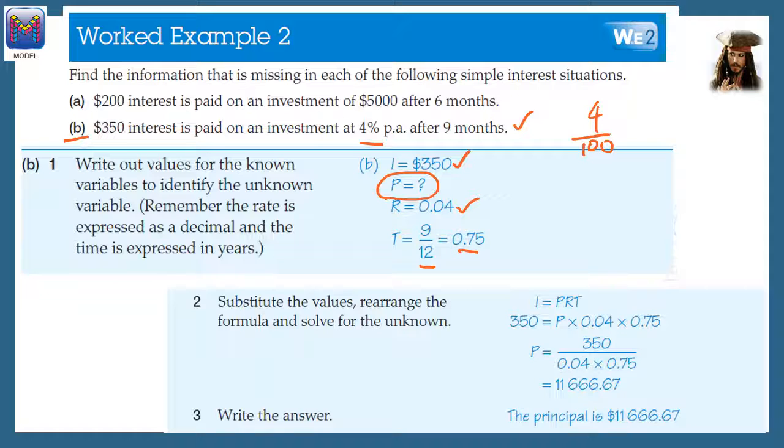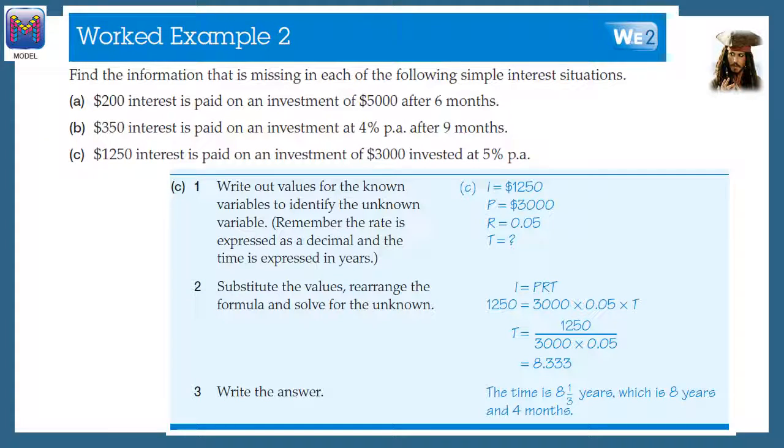9 divided by 12 is 0.75, and we just plug it all into the formula. Rearrange it using that triangle thing that we had before. Gets us this bit down here, and leaves us with this number here, 11,666.67. So what are we working out? We're working out the principal, which is an amount of money, so it must be in dollars. So you must have dollars written there, $11,600.